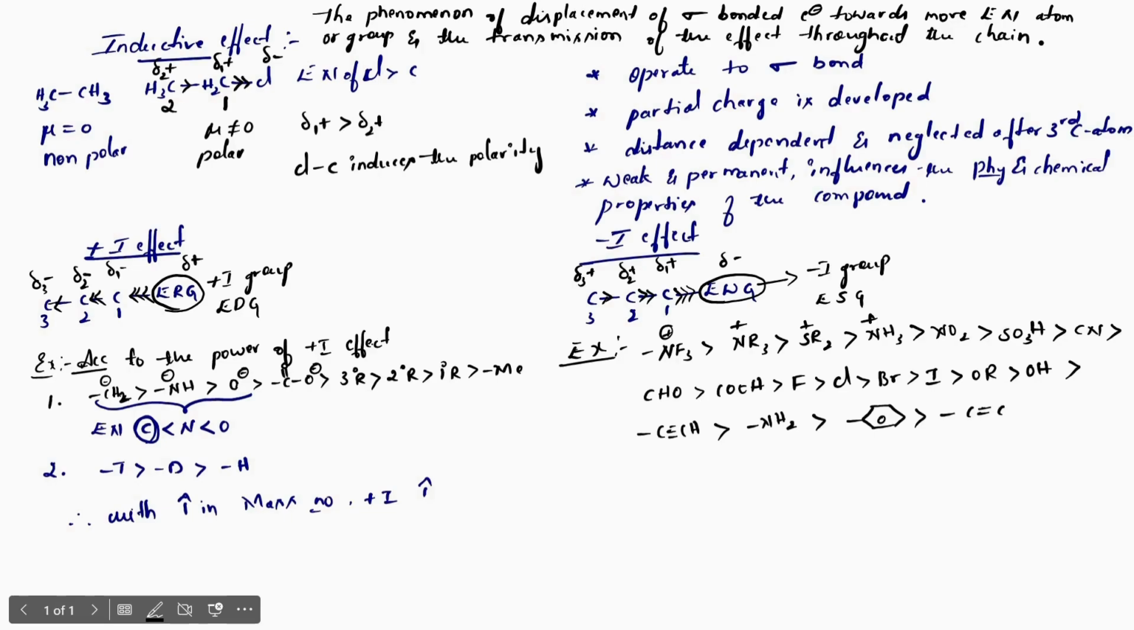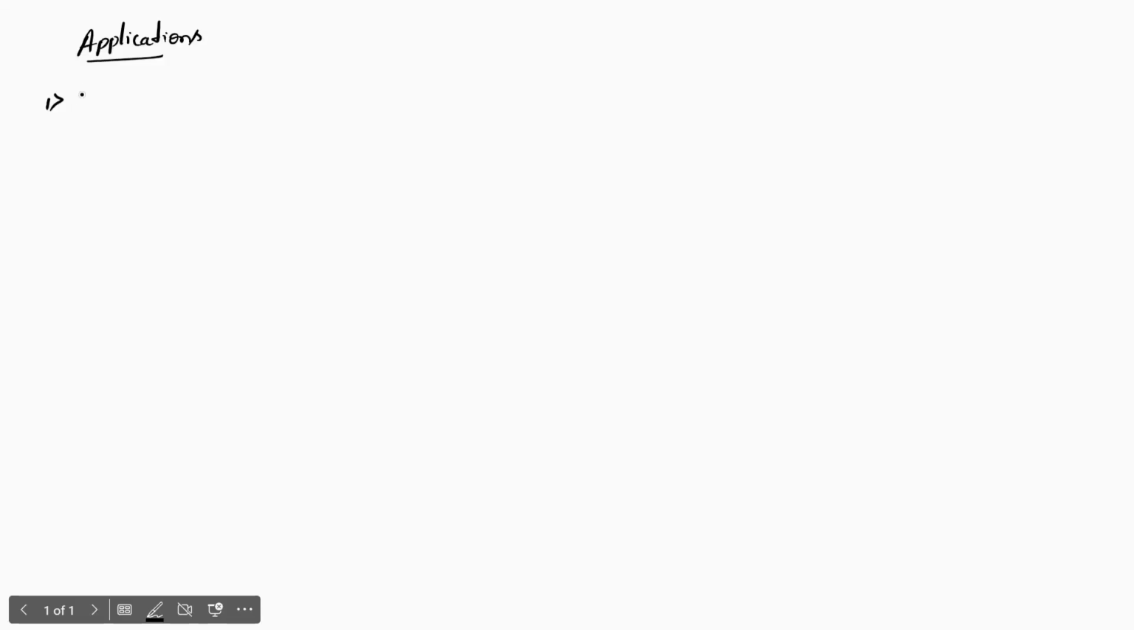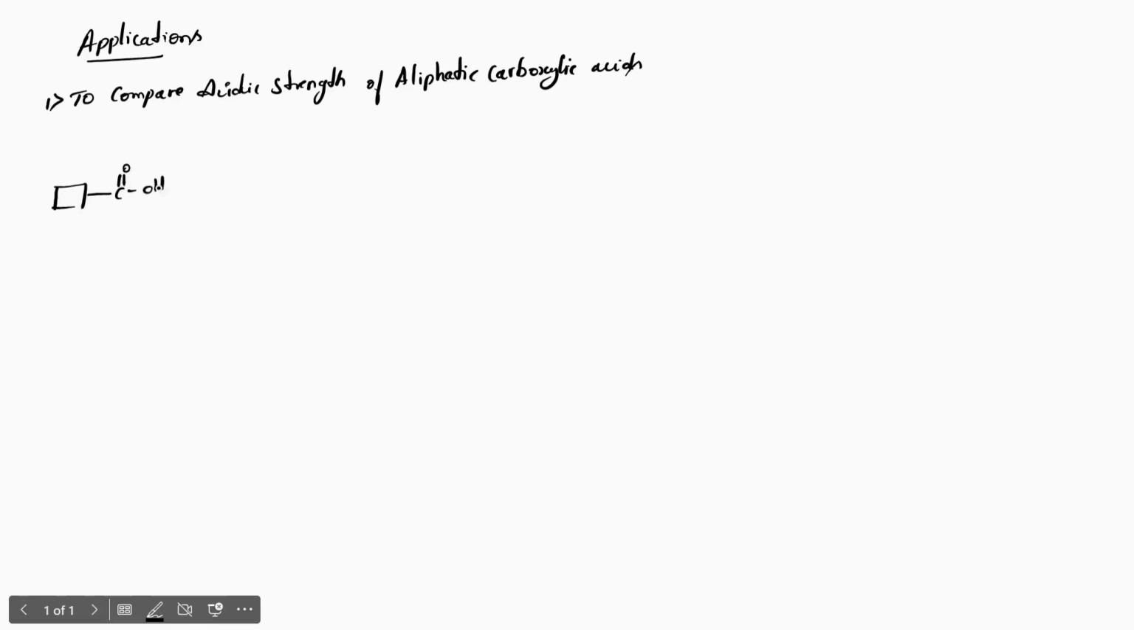You have to remember the order of inductive groups according to the power of inductive effect, which is very important to solve the questions. We will discuss applications of inductive effect. First one is to compare acidic strength of aliphatic carboxylic acids. Consider an example. This is carboxylic acid, and here consider this as an aliphatic group. We will see what that aliphatic group is.